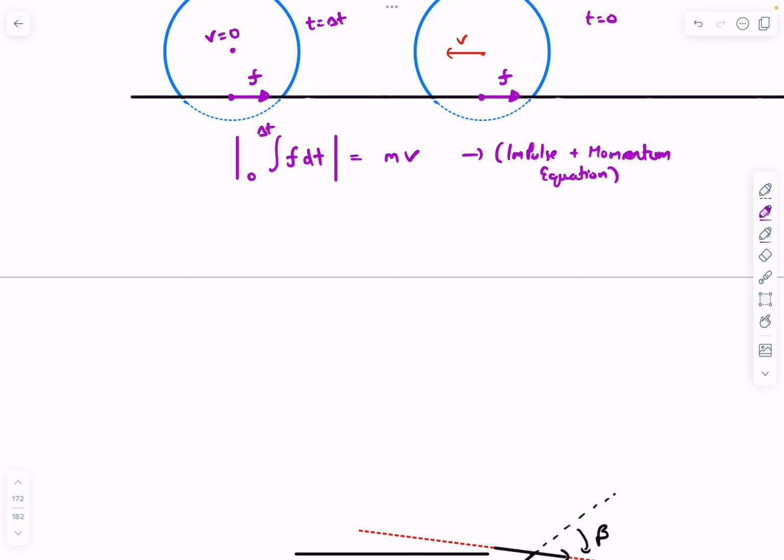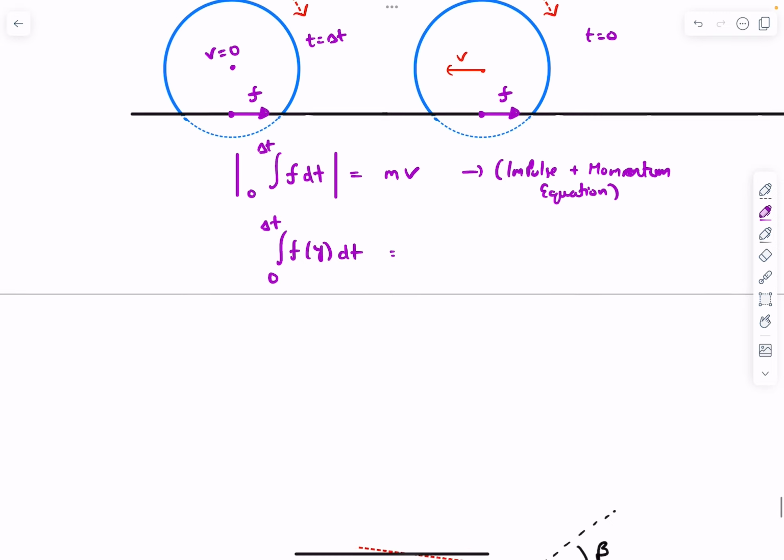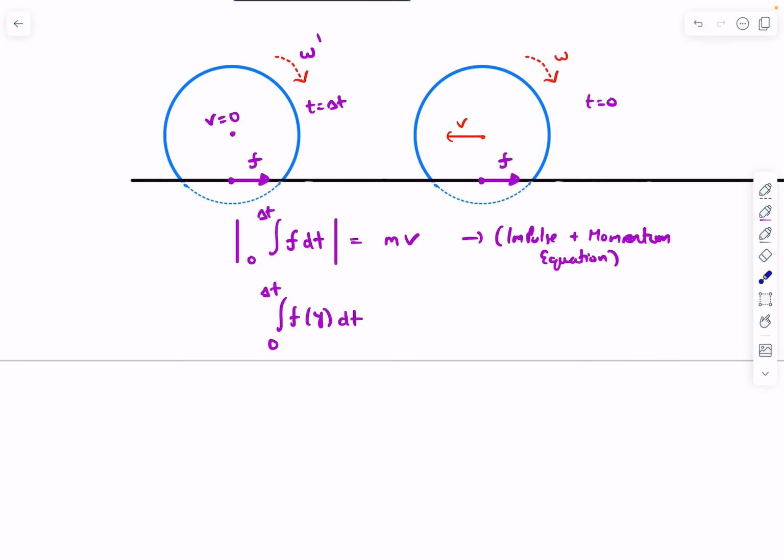So the angular impulse of friction is integral of F times y times dt, right? And this is once again integrated from 0 to delta t. So this will be equal to the change in angular momentum. Just by visually observing the situation, we can see that the friction is trying to decrease the omega, so the final omega will be less than the initial omega. So the magnitude of the angular impulse of friction will be equal to the moment of inertia about the central axis times initial omega minus final omega, right?